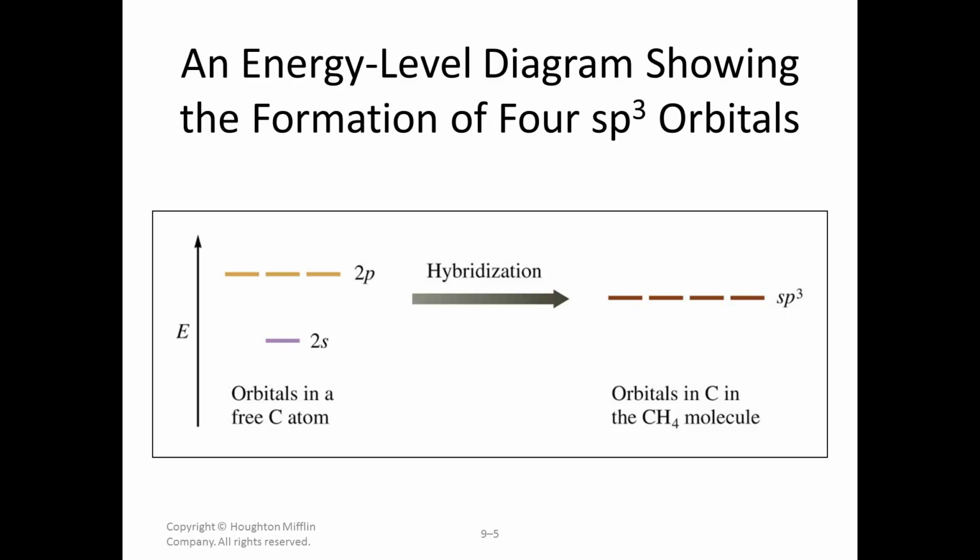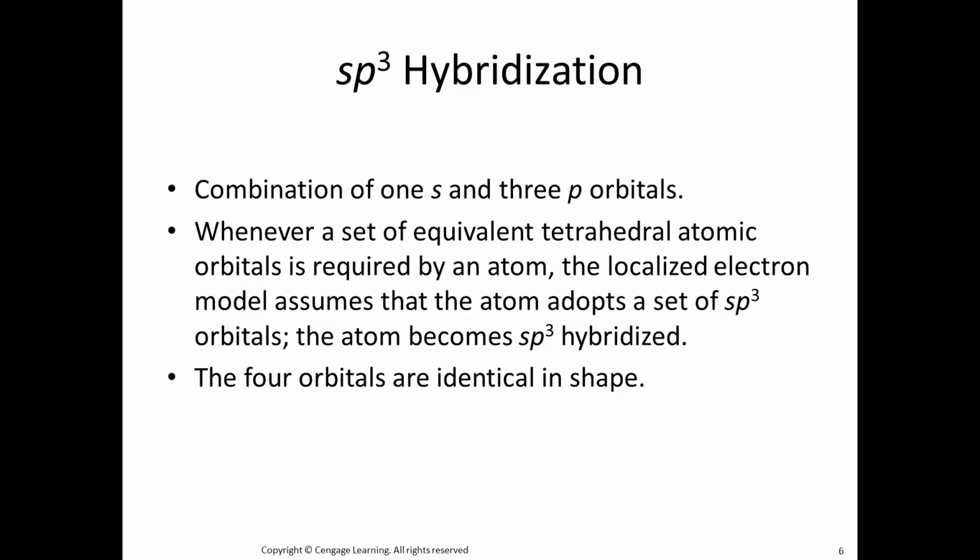The sp3 hybrid orbitals are lower in energy than the 2p orbitals, which is why they form. When we put electrons into these sp3 hybrid orbitals, the electrons will be lower in energy than they would be if we put them into unhybridized orbitals. In sp3 hybridization, we have the combination of 1s and 3p orbitals. Notice that the superscripts 3 plus 1 equal the total number of hybrid orbitals for sp3 hybrid orbitals.